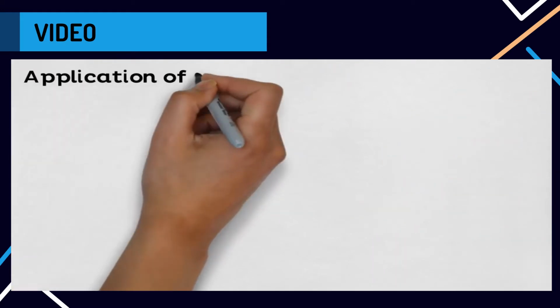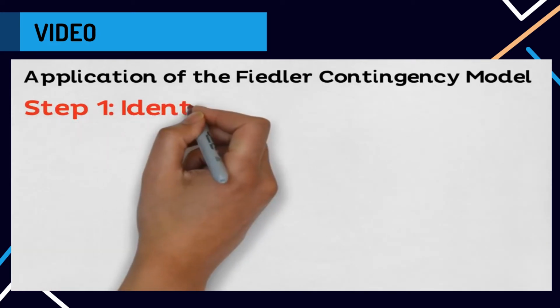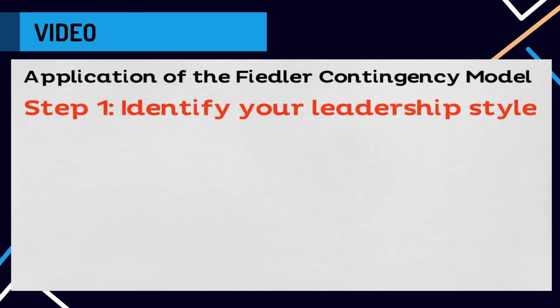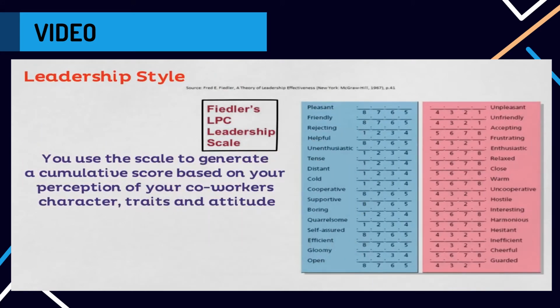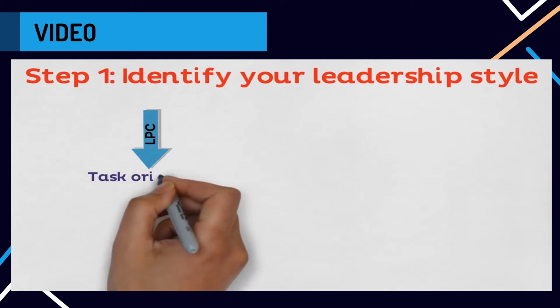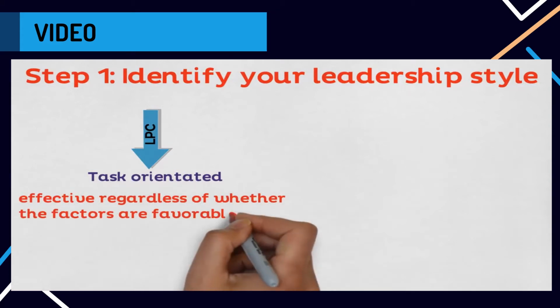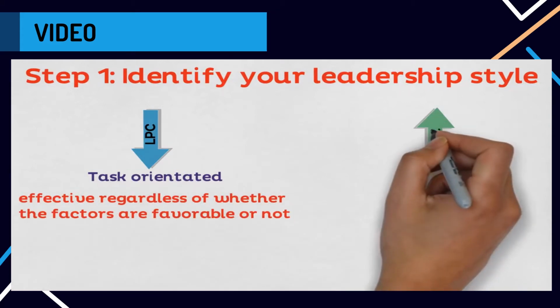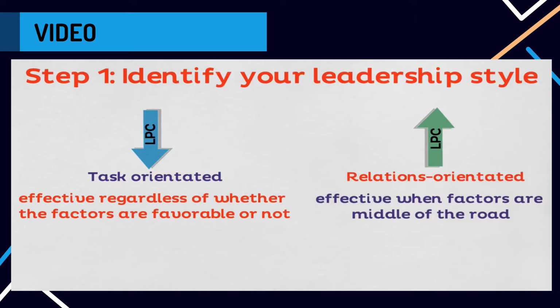Now, how to use the Fiedler's contingency model? Step number 1, identify your leadership. Remember the LPC attribute chart? You use that to arrive at a cumulative score. Leaders scoring low, which is task-oriented on the LPC, are effective regardless of whether the factors are favorable or not. High LPC scores, which are relationship-oriented, are effective when factors are middle of the road.